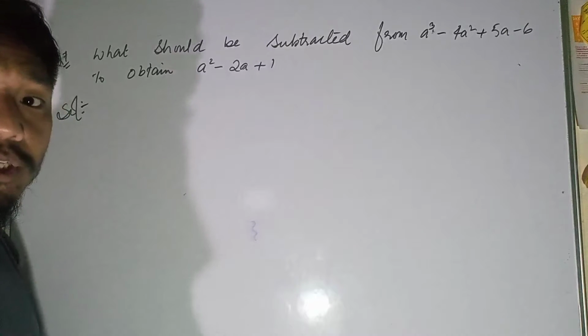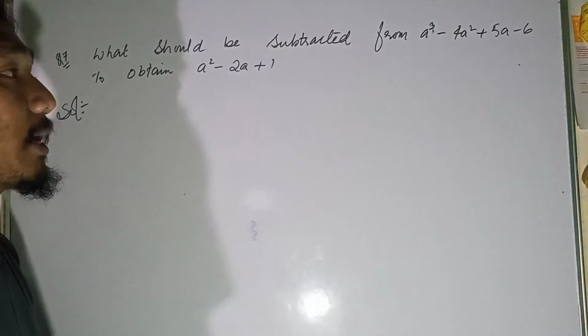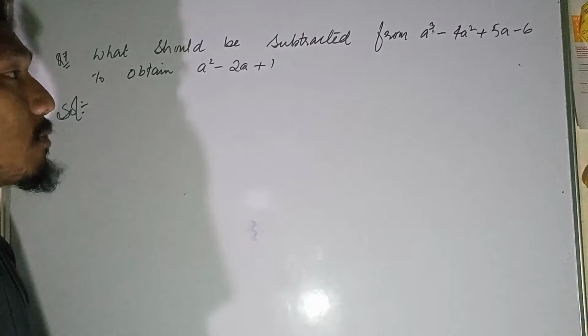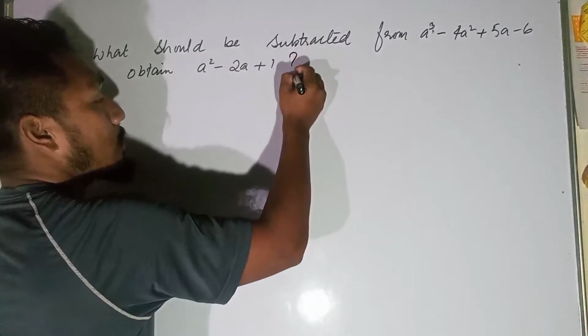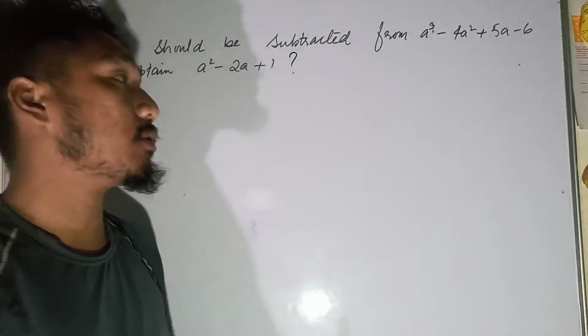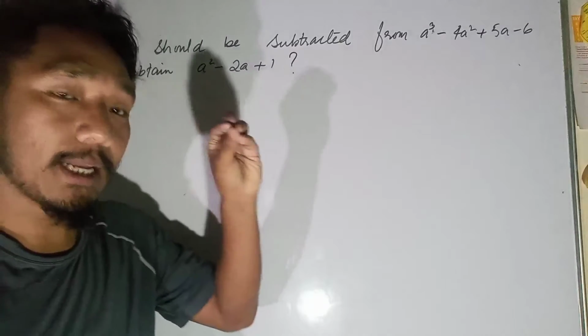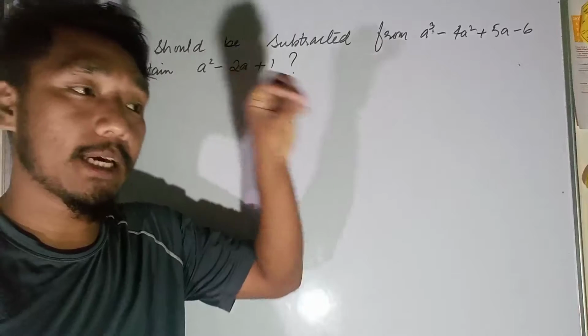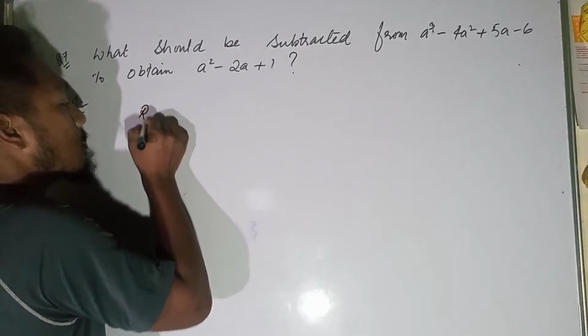So this is our next question, question number 7. I think it is visible. What should be subtracted from a cubed minus 4a squared plus 5a minus 6 to obtain a squared minus 2a plus 1? Here, since it says subtracted, we have to subtract the second expression from the first expression. But when we talk about what should be added, we have to subtract the first expression from the second.